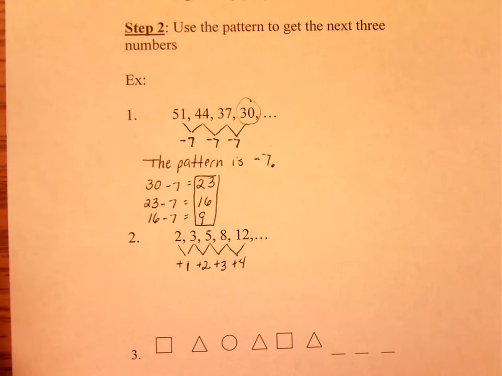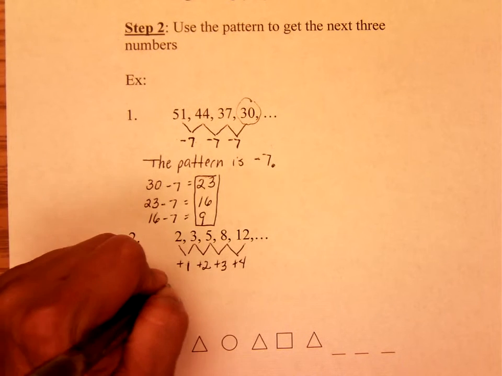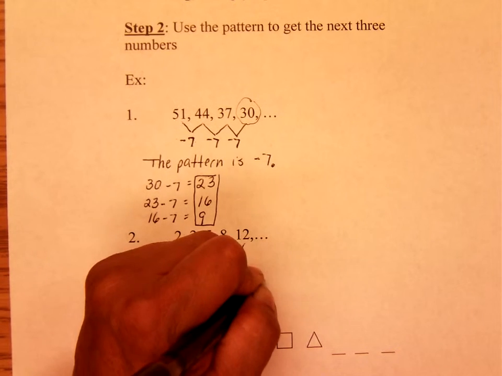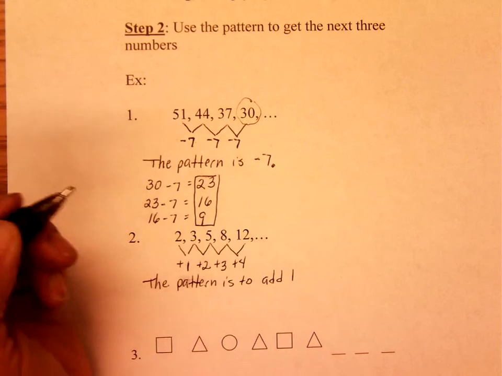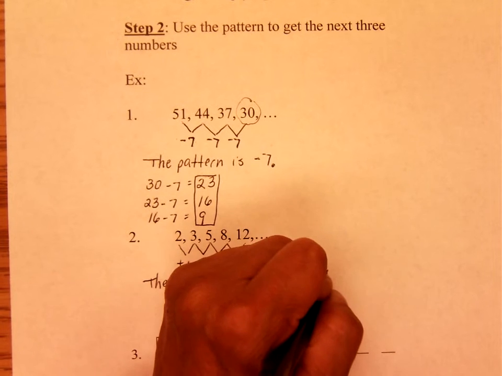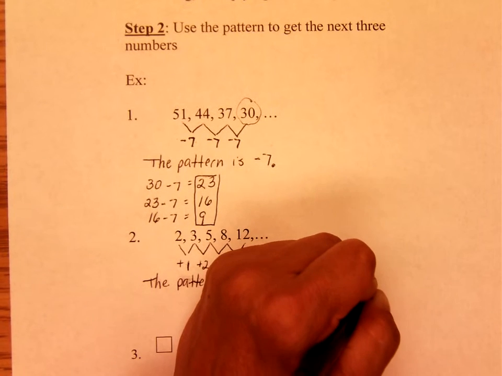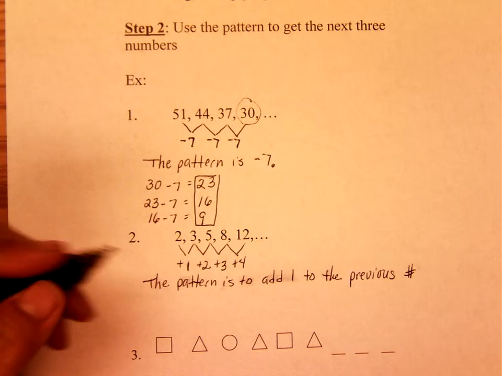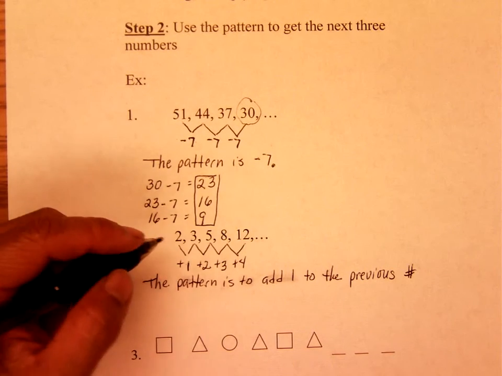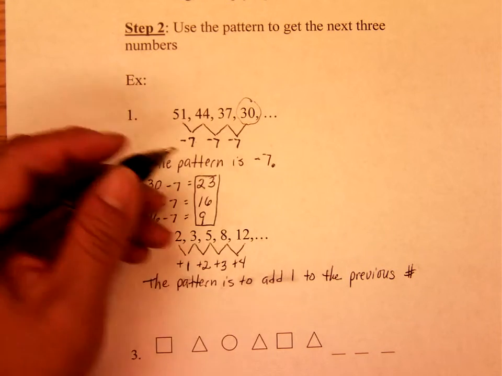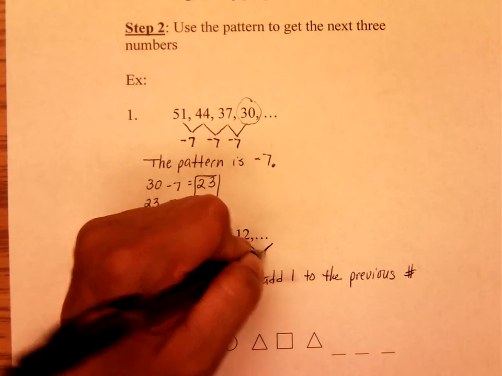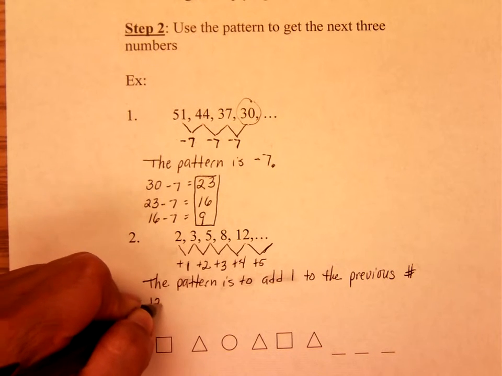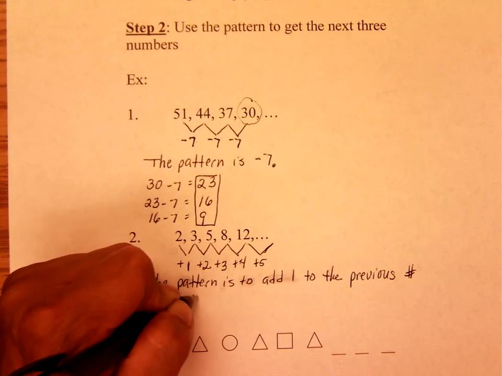So now you have to write what the pattern is. The pattern is to add 1 to the previous number. Okay, so now we have 12. Now for me, when it's this kind of pattern, I might do this. Here's 12. You have 4, so you have to add 5. So this would be 12 plus 5, and you get 17.